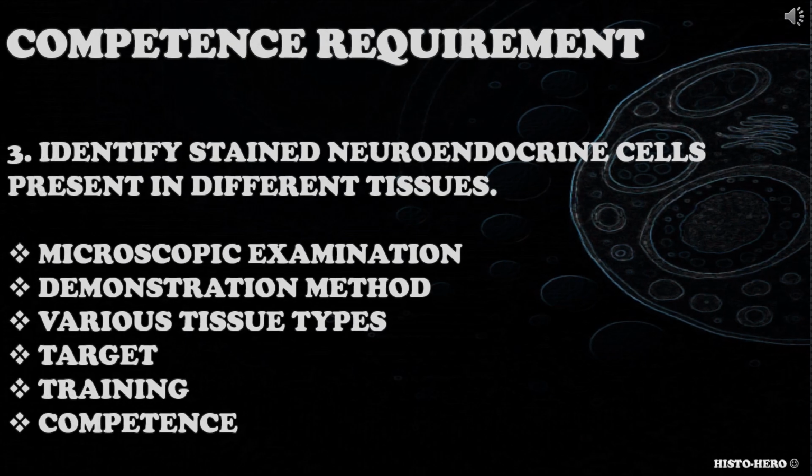The third competence requirement is identify stained neuroendocrine cells present in different tissues. Candidate should be able to identify neuroendocrine cells on a stained slide. Can the candidate identify neuroendocrine cells on a stained slide correctly? Do they use correct microscopic technique to identify them? Identify the demonstration method used to identify neuroendocrine cells?